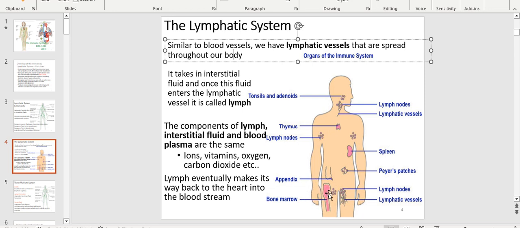Funny enough, it takes in interstitial fluid, and once this fluid enters the lymphatic vessel, it is now officially called lymph. The components of lymph, interstitial fluid, and blood plasma are all the same, per se. Lymph is composed of ions, vitamins, oxygen, these kinds of things. Lymph eventually makes its way back to the heart and the bloodstream.